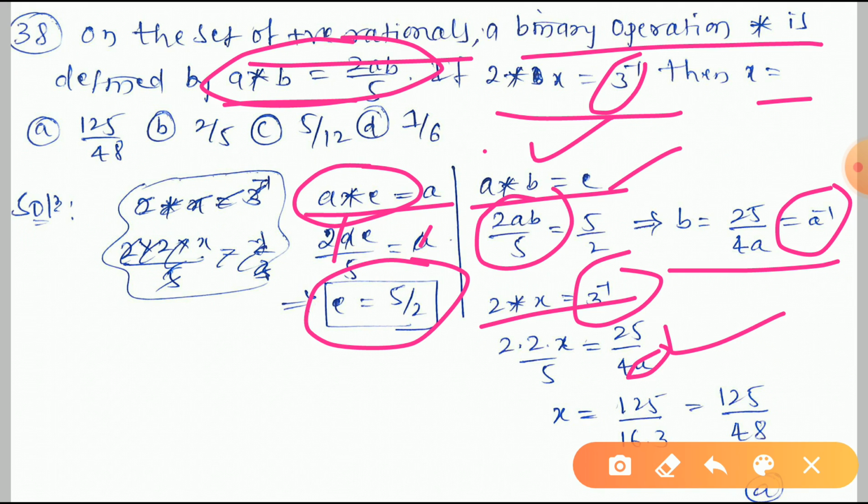Then put a is equal to 3. Then 125 divided by 16 into 3. 16 into 3 is equal to 48. Therefore, x is equal to 125/48. Therefore, the right choice of this question is A, that is 125 divided by 48.